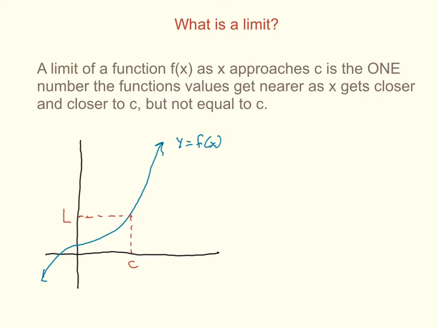So for this particular problem, I could say that the limit as x approaches c of f of x is equal to L, because it is the one number my function values are getting closer to as x gets closer and closer to, but not equal to c. You've got to keep both of these pieces in mind: the one number, and x being closer to c, but not equal to it.